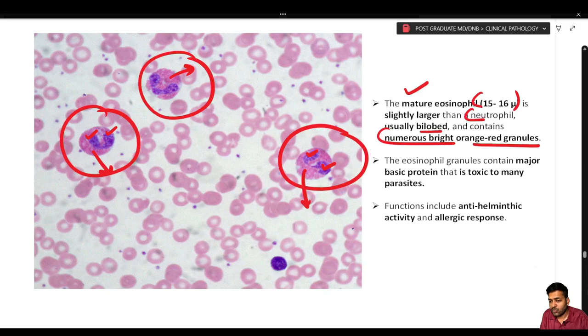The eosinophilic granules contain major basic protein that is toxic to many parasites. And what is their function? It includes anti-helminthic activity and allergic response.